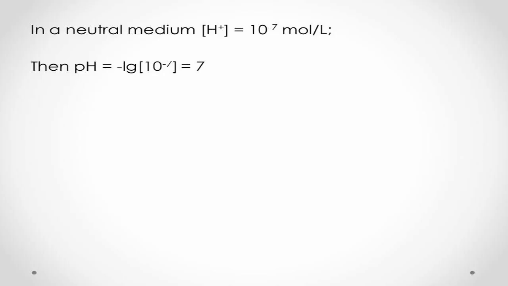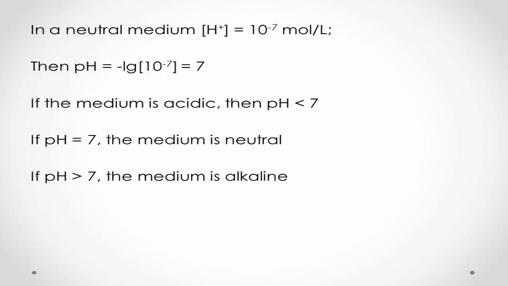We can use the pH value to determine the nature of the medium. If the pH is less than 7, the medium is acidic. If the pH is equal to 7, the medium is neutral. And accordingly, if the pH is greater than 7, the medium is alkaline.